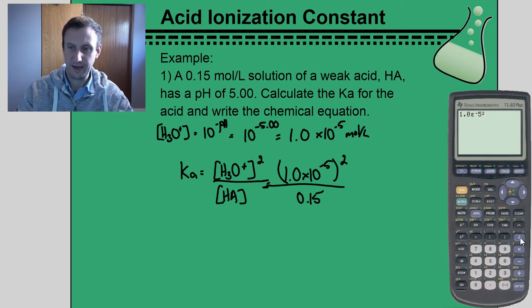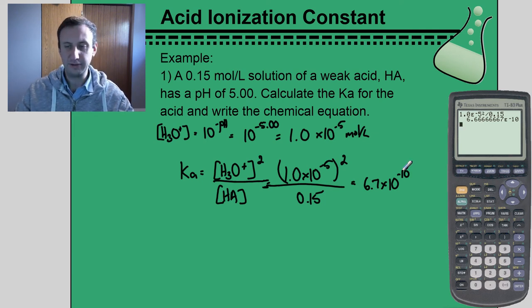And then we're going to divide that by 0.15. And I get a value of Ka equal to 6.7 times 10 to the negative 10 for a Ka value.